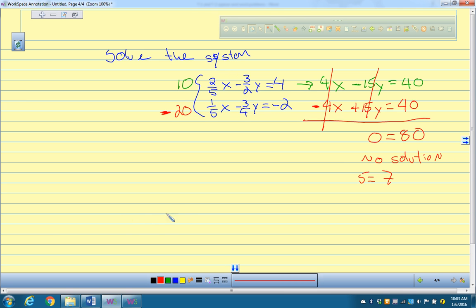Parallel lines, okay? Parallel. No solution, okay? So these are both lines that are parallel. What if I got something like 6 equals 6, or 0 equals 0, or 2 equals 2? Yeah, that means same line, okay? It's the same line in disguise.